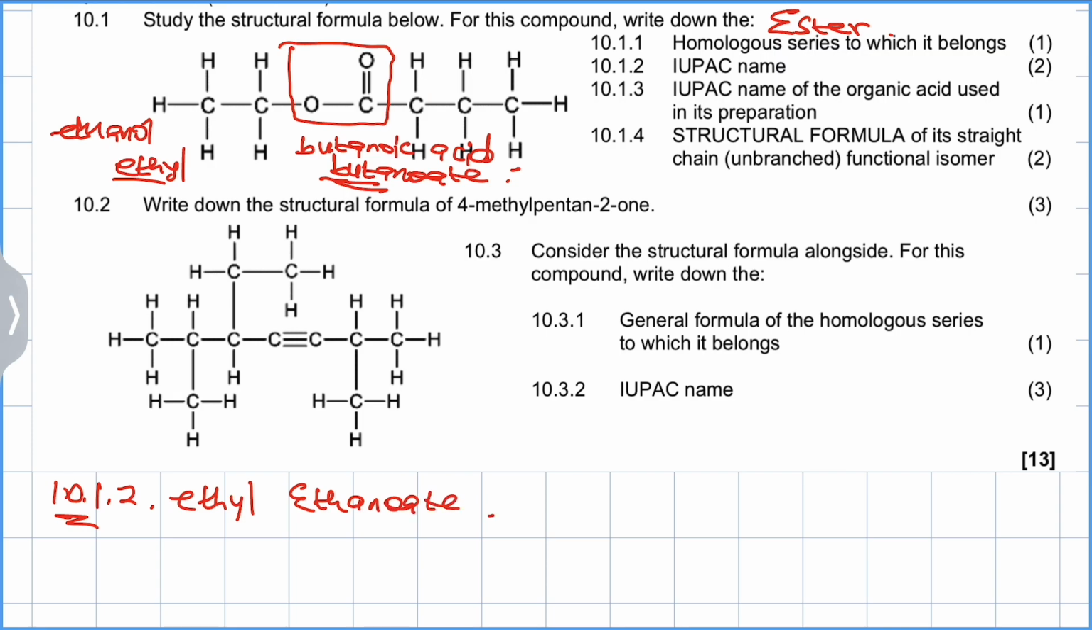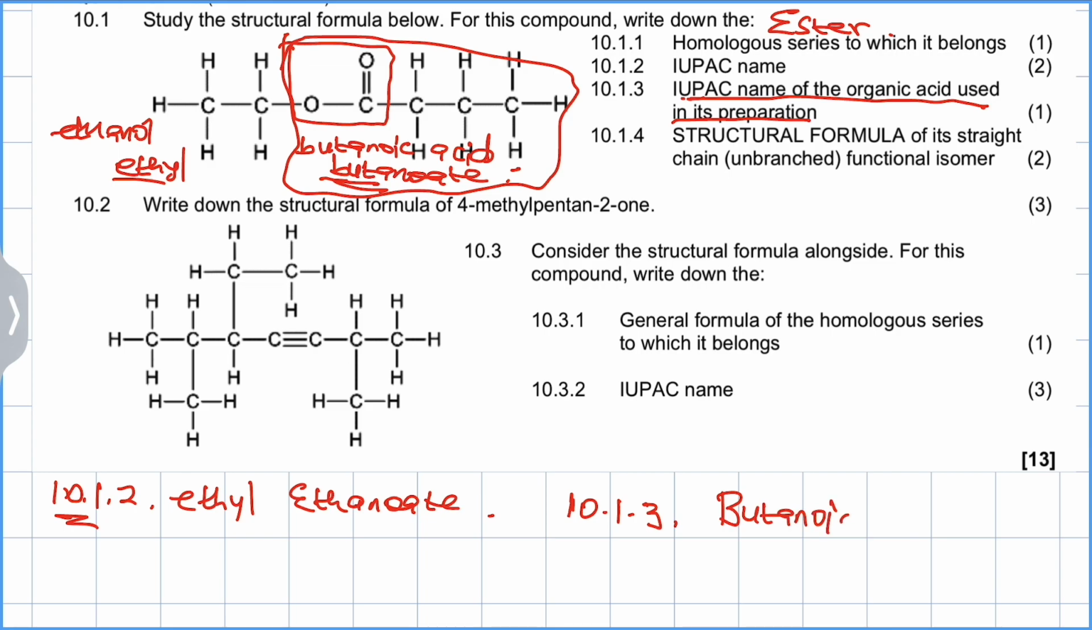Okay. Next question. IUPAC name of the organic acid used in its preparation. And we've already said that this is coming from this part. That is coming from butanoic acid. So that will be 10.1.3. So that is coming from butanoic acid.